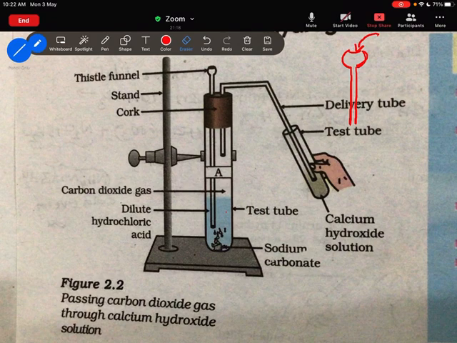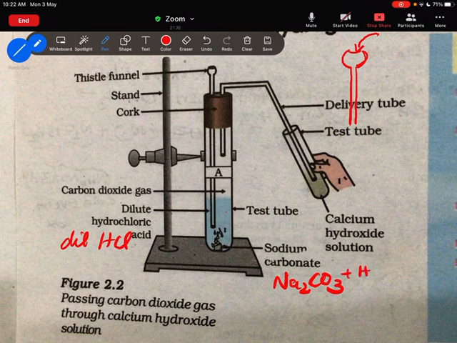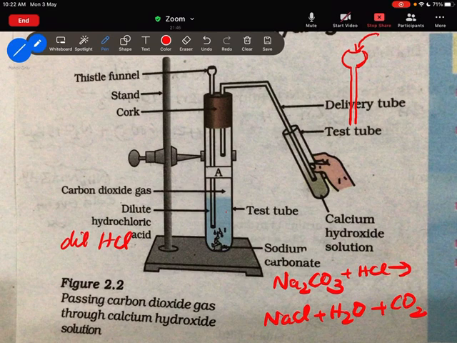Now, sodium carbonate, that is Na2CO3, and here dilute HCl. So Na2CO3 plus dilute HCl gives salt. The salt will be present in soluble form in the test tube itself. Water will also be present in the test tube only. Carbon dioxide gas, since it is a gas, rises up and passes through this delivery tube.